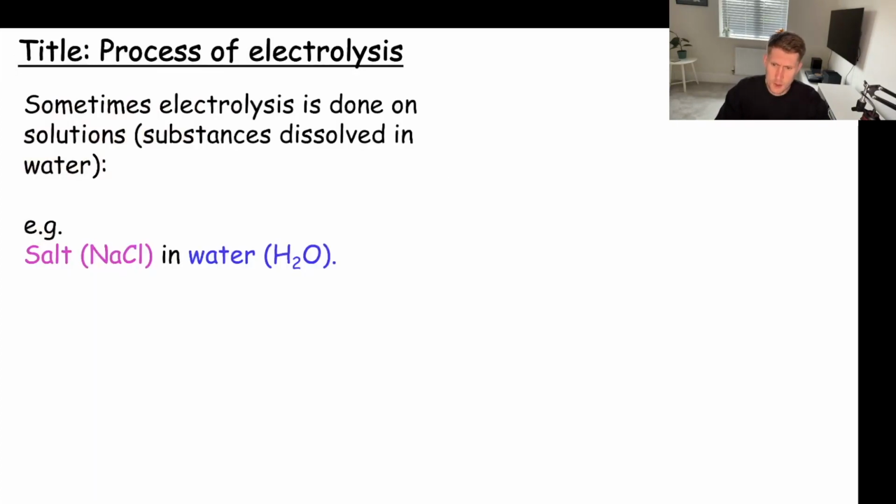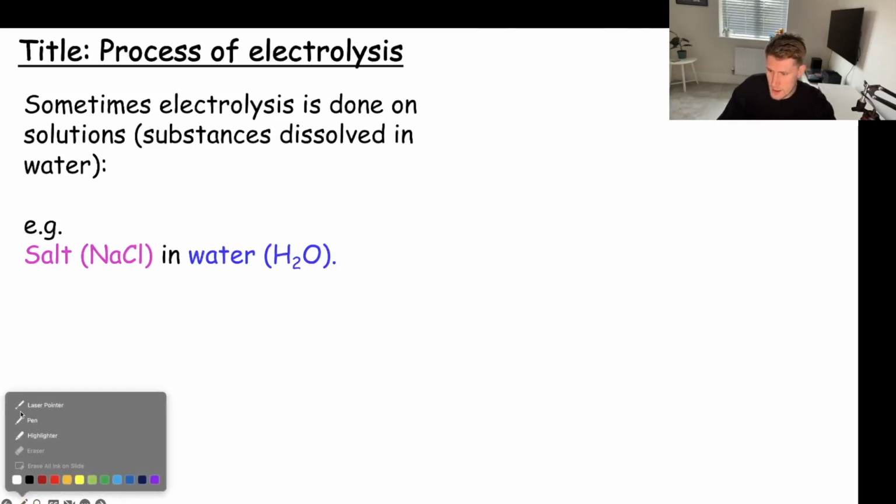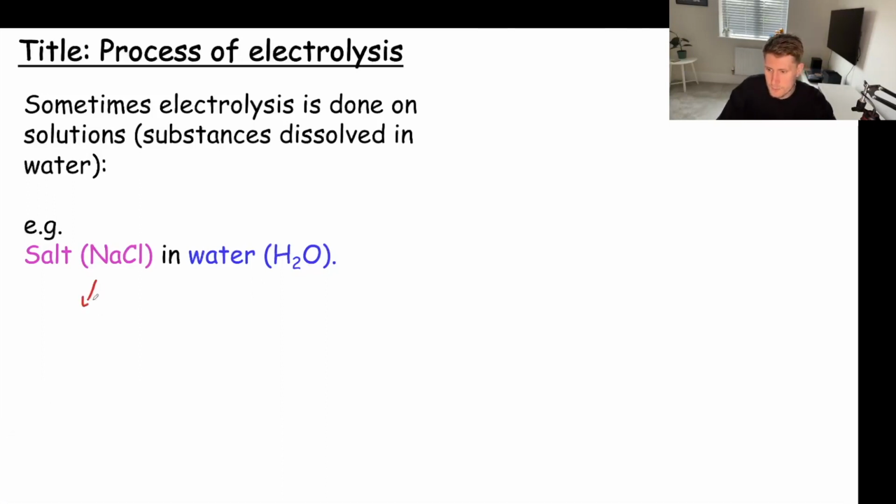Let's start by having a look at what a solution is. It's basically a substance dissolved in water, and here I've got sodium chloride and water. Now your sodium chloride, when put in water, will dissolve and the ions will become free. Hopefully you remember that from other videos. And what you'll get is Na+ and Cl-.